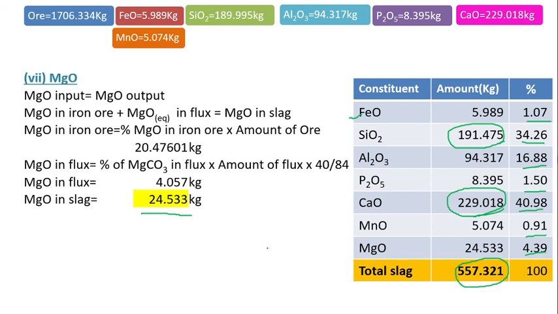So in this class, I think everyone has some idea how to do the material balance inside a blast furnace. So we'll have some assignments so that it will be more familiar to us.